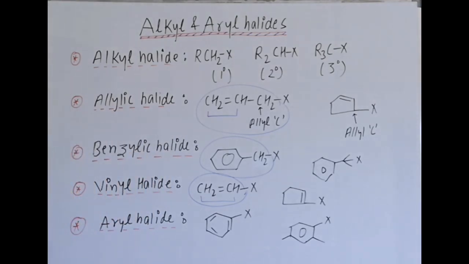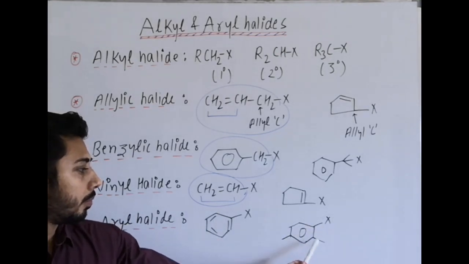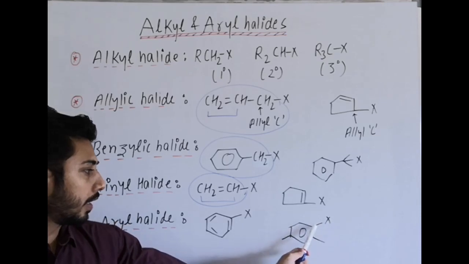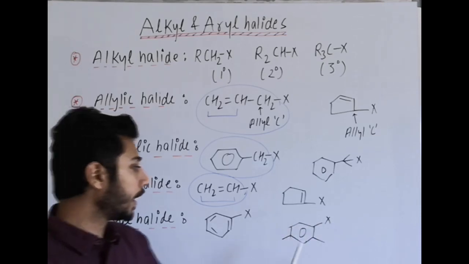Then aryl halide. In aryl halide, halogen is directly attached to the benzene ring, that is the meaning of aryl halide. On this aromatic ring, halogen is directly attached to the sp2 carbon, this is aryl halide. Similarly here also, there are methyl groups and halogen directly attached to the benzene ring, it is aryl halide.